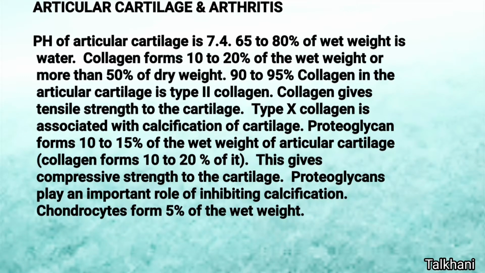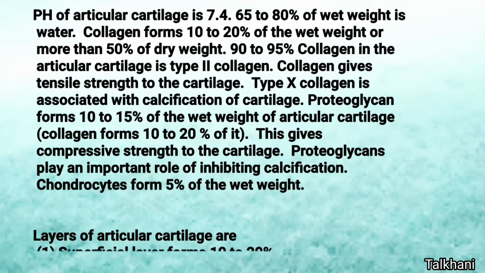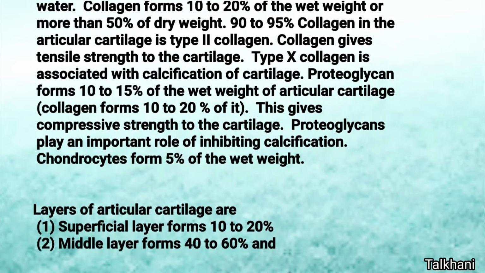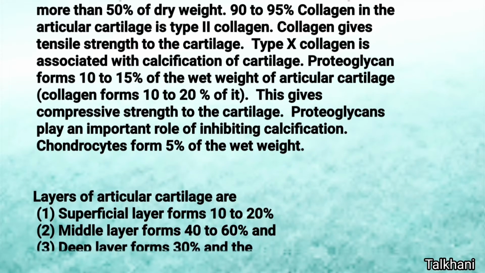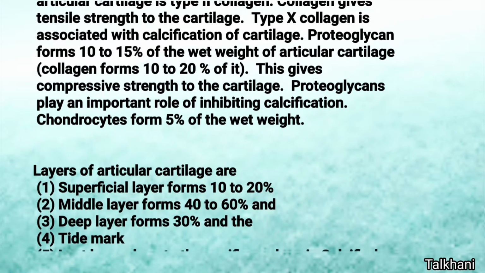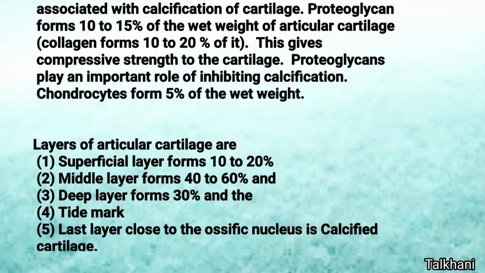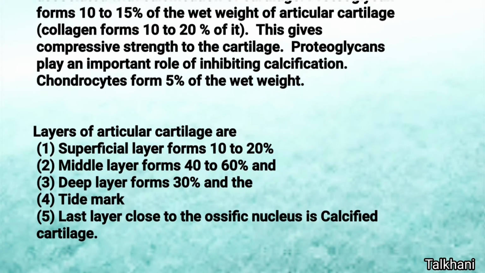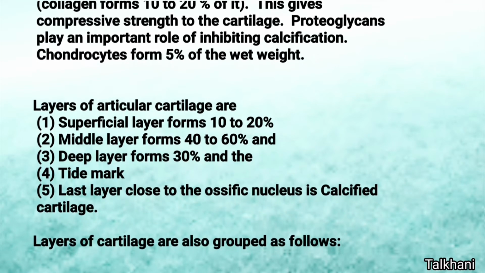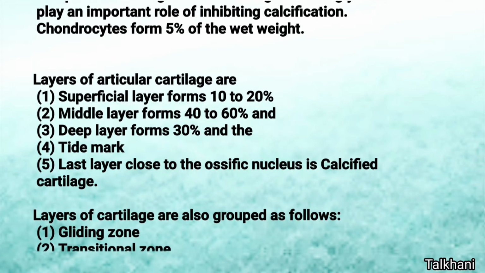Layers of the articular cartilage are: number 1, superficial layer forms 10 to 20% of the total. Number 2, middle layer forms 40 to 60%. Number 3, deep layer forms 30%. Number 4, tide mark. Number 5, last layer, which is close to the ossific nucleus, called calcified cartilage. These 5 layers of cartilage are also named as: number 1, gliding zone; 2, transitional zone; 3, radial zone; 4, tide mark; and 5, calcified zone.